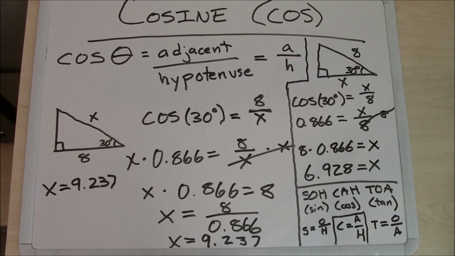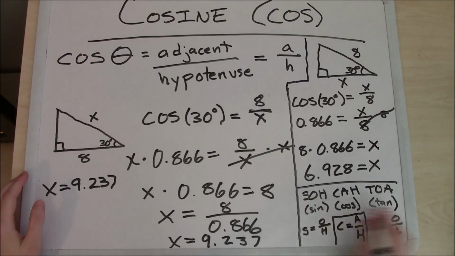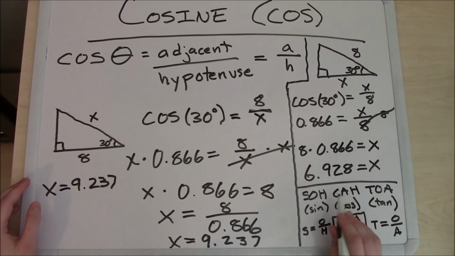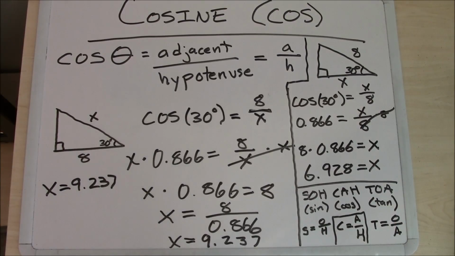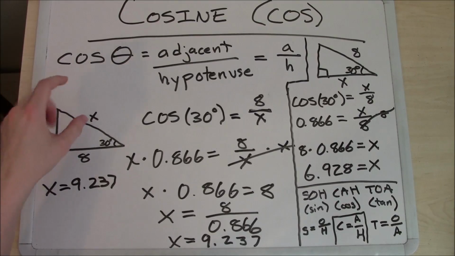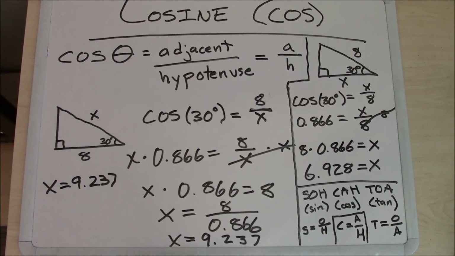So you've got to get this key down, and you'll be fine. Then you'll know which trigonometric function, sine, cosine, or tangent, to use to solve for your right triangle.